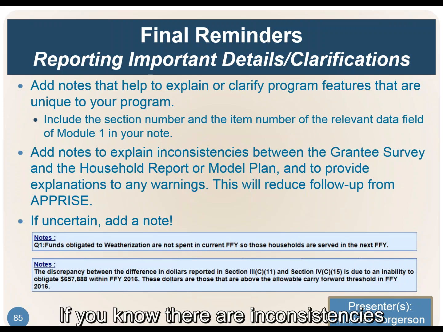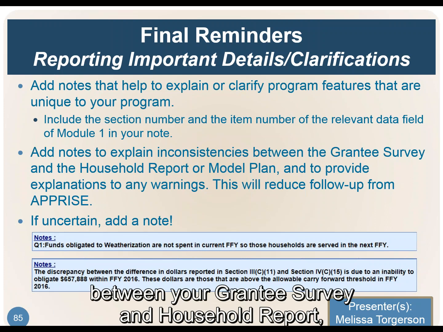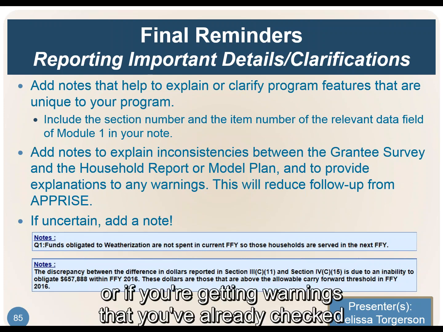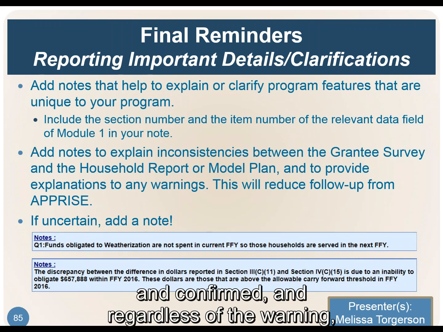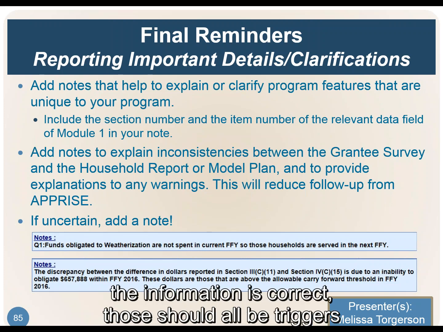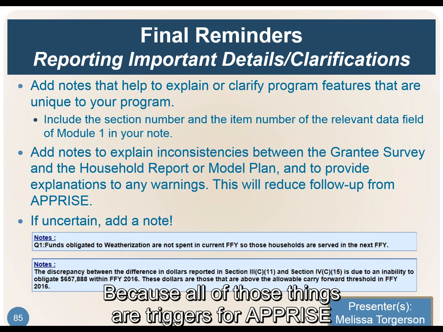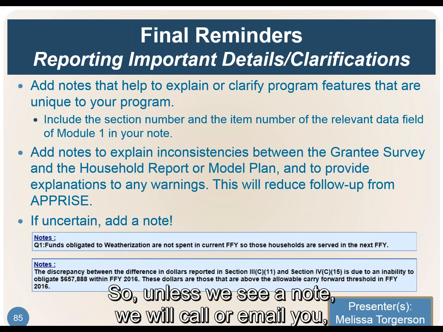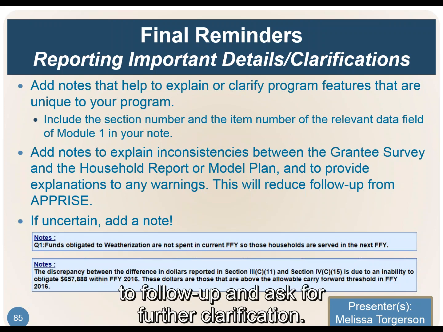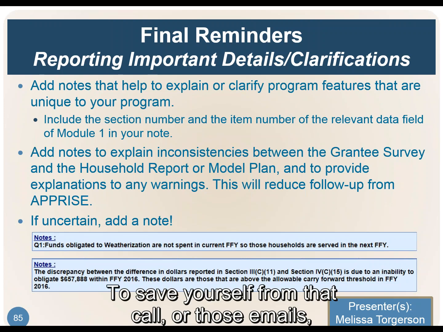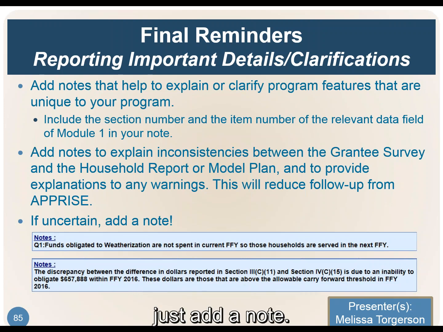That way, when we see the note, we can tie it back to whatever field it is you're referencing. If you know there are inconsistencies between your grantee survey and the household report or your model plan, or if you're getting warnings that you've already checked and confirmed, and regardless of the warning, the information is correct, those should all be triggers for you to leave a note, because all of those things are triggers for Apprise to call you. So unless we see a note, we will call or email you to follow up and ask for further clarification. So to save yourself from that call or those emails, just add a note.